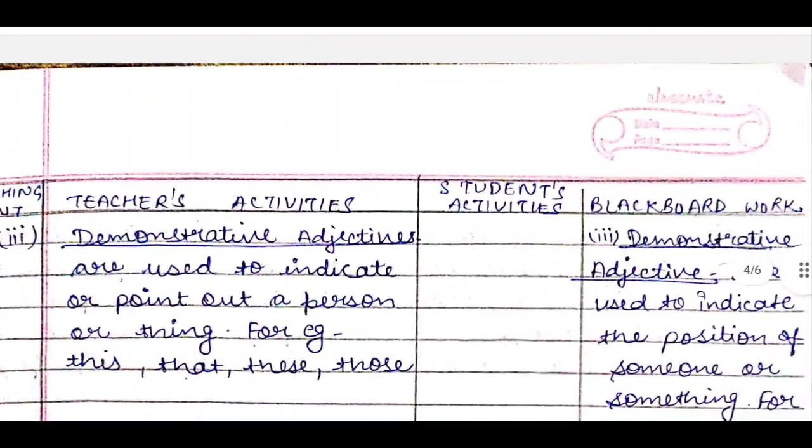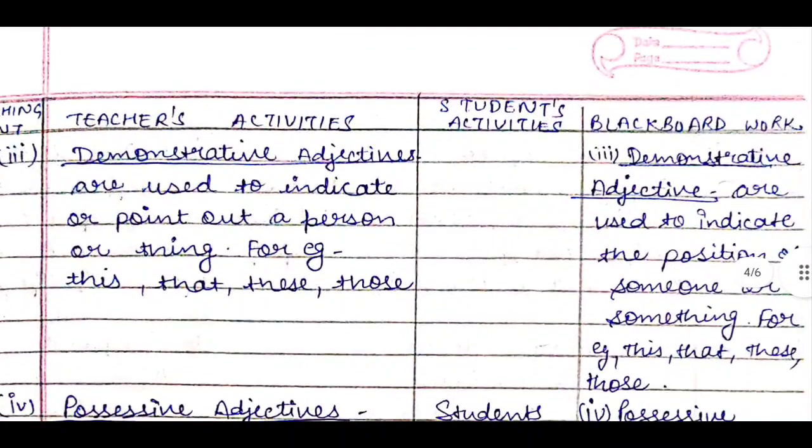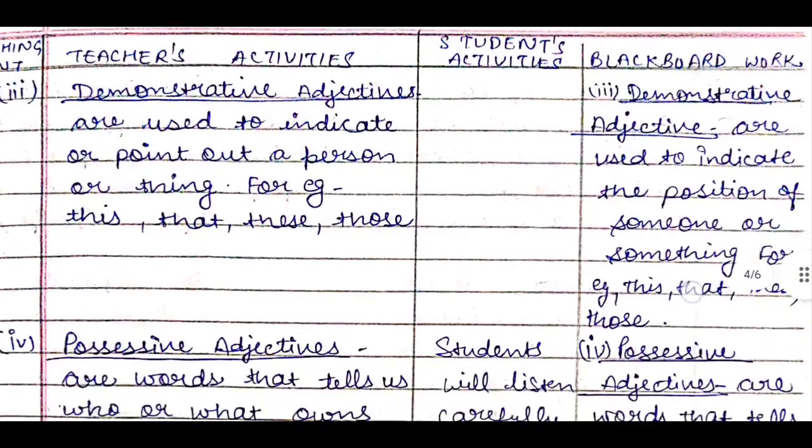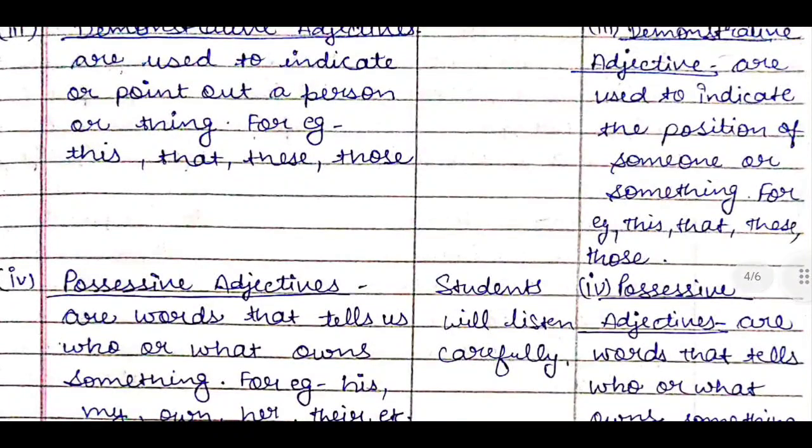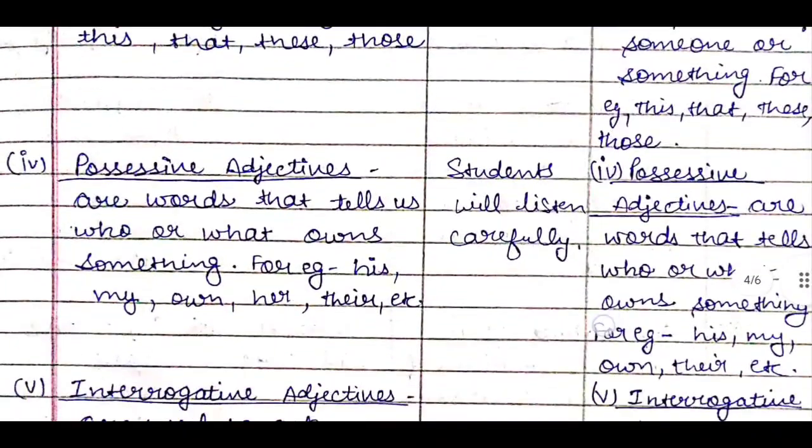Then comes demonstrative adjectives. Demonstrative adjectives are used to indicate or point out a person or thing. For example, this, that, these, those. So demonstrative adjectives are used to indicate the position of someone or something. We'll write this on the board. For example, this, that, these, those. You can also write the complete sentence to give examples. I have only written the examples in words.